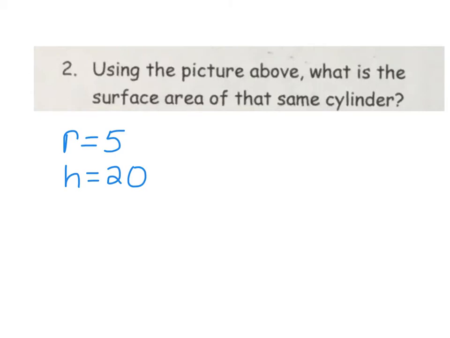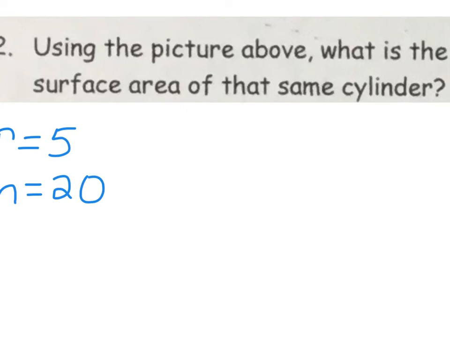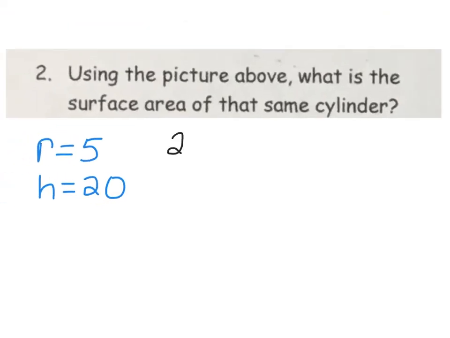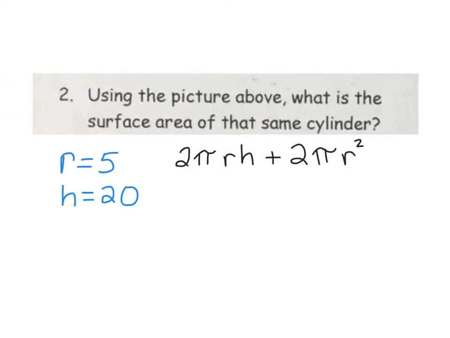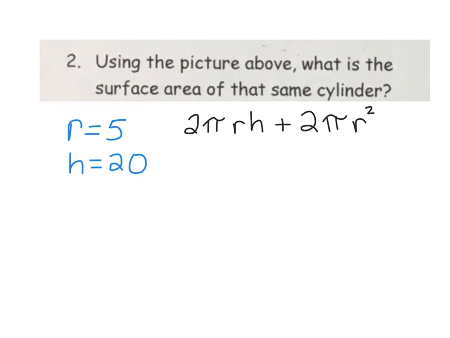Okay, number 2 says, using the picture above, what is the surface area of that same cylinder? So what I went ahead and did is write the radius and the height on this slide. So the radius is 5, the height is 20. Surface area, this is what we talked about today. So my formula for surface area for a cylinder is going to be 2 times pi times the radius times the height plus 2 times pi times the radius squared. So we have the formula. All you have to do is plug in your numbers there and you'll get the surface area.